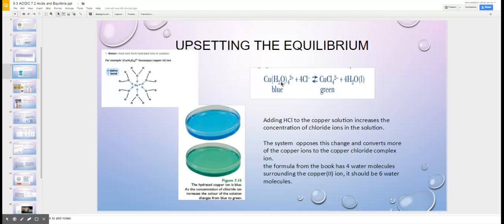And I noticed that in the book it had a 4 written there, but I was fairly certain that it had a 6, and when I went and checked on it, it does have 6 lots of water surrounding the copper.